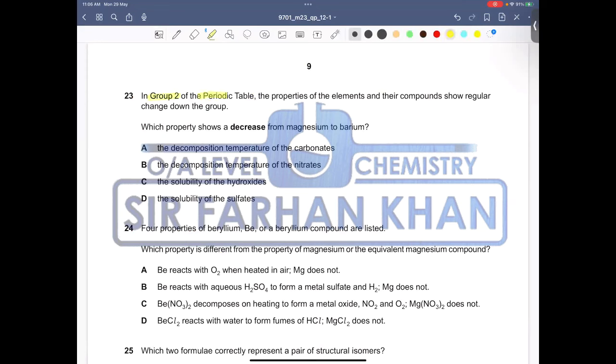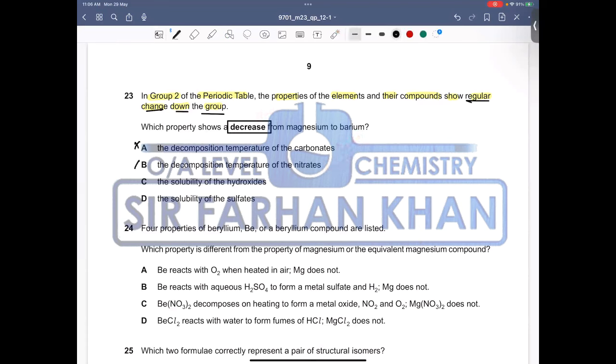In group 2 of the periodic table, the properties of the elements and their compounds show regular change down the group. So which property shows a decrease from magnesium to barium? When we move from magnesium to barium, thermal stability of group 2 carbonates and nitrates increases, which means decomposition takes place at higher temperature, and the examiner is asking for the decrease, right?